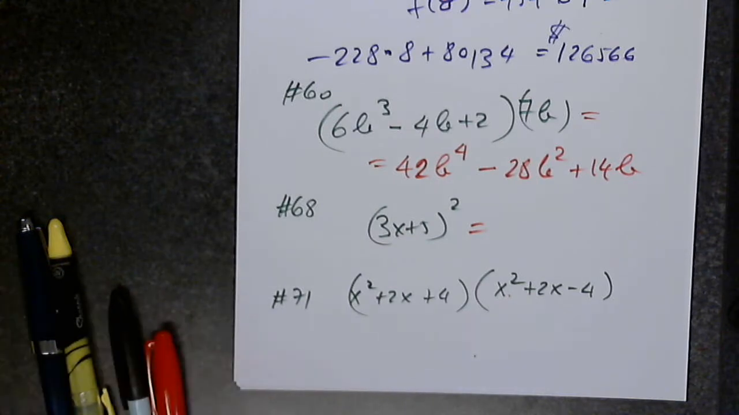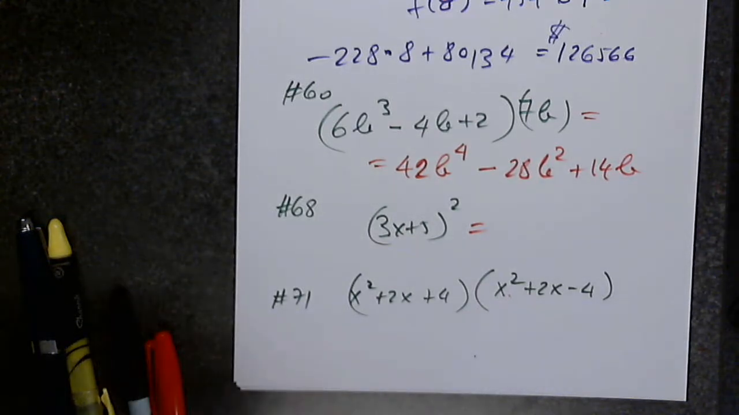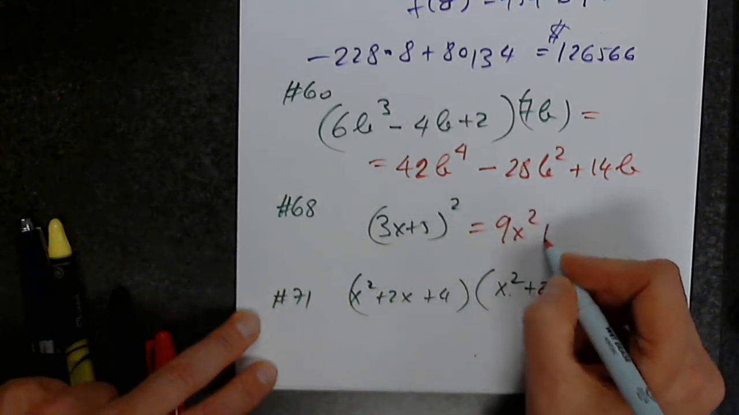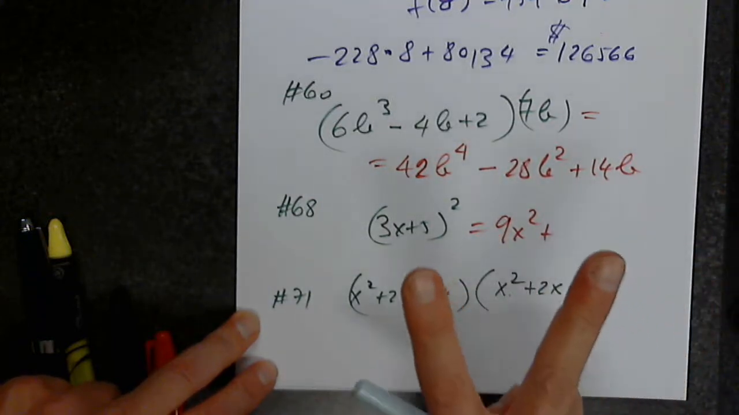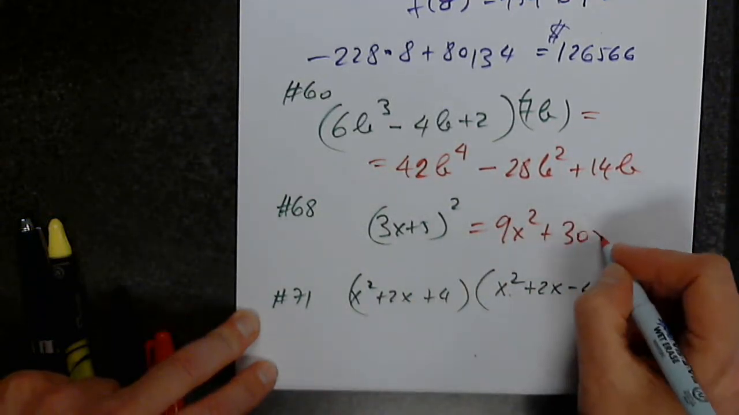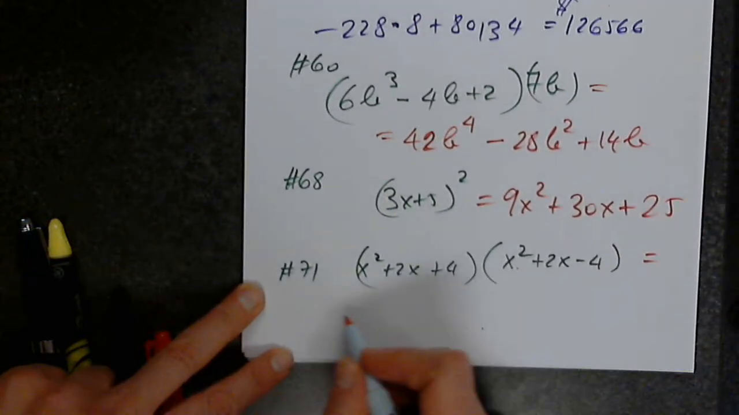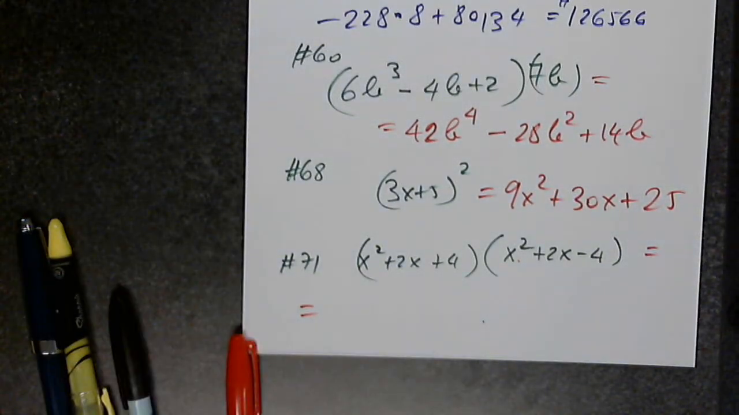Special product, please. 68. 9x squared, indeed. Right. 2 times 3 is 6. 6 times 5 is 30. Very good. And plus? Excellent. We're working on 71.